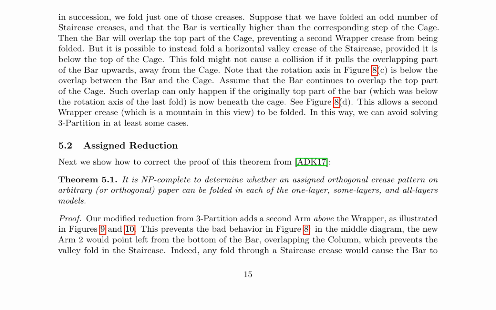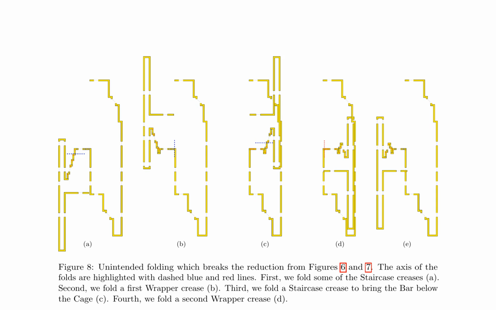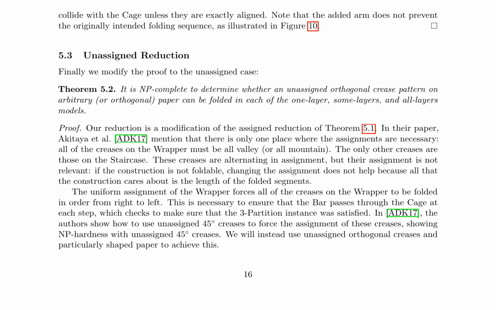In the assigned reduction, a modification to the proof from ADK 17 is shown, involving the addition of a second arm above the wrapper to prevent bad folding behaviors. This modification ensures that the bar passes through the cage at each step, checking for the 3-partition instance satisfaction. The unassigned reduction modifies the assigned reduction by using unassigned orthogonal creases and particularly shaped paper to achieve NP-hardness. The paper highlights novel ideas in folding patterns and their implications on computational complexity, providing a comprehensive analysis of folding behaviors and their relationships with computational problems.